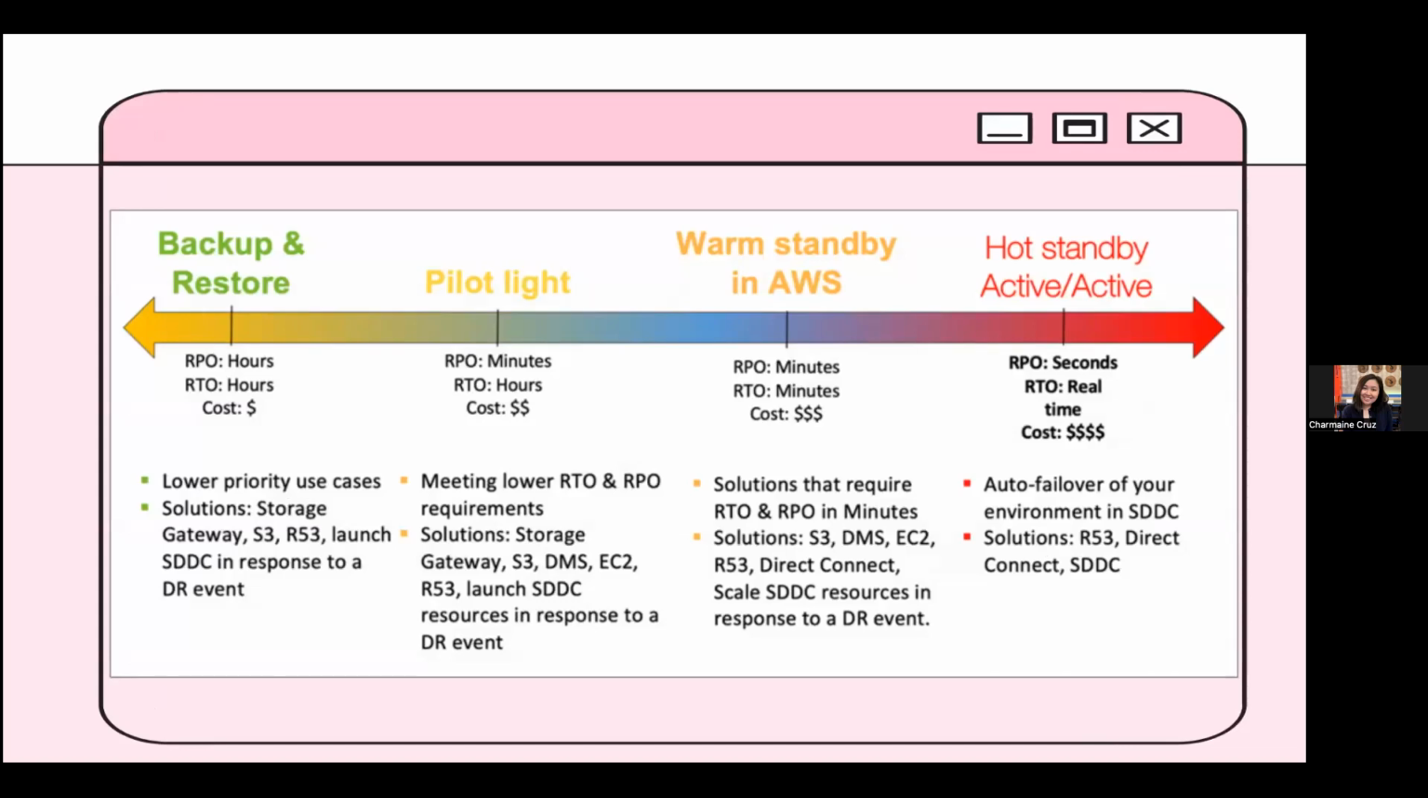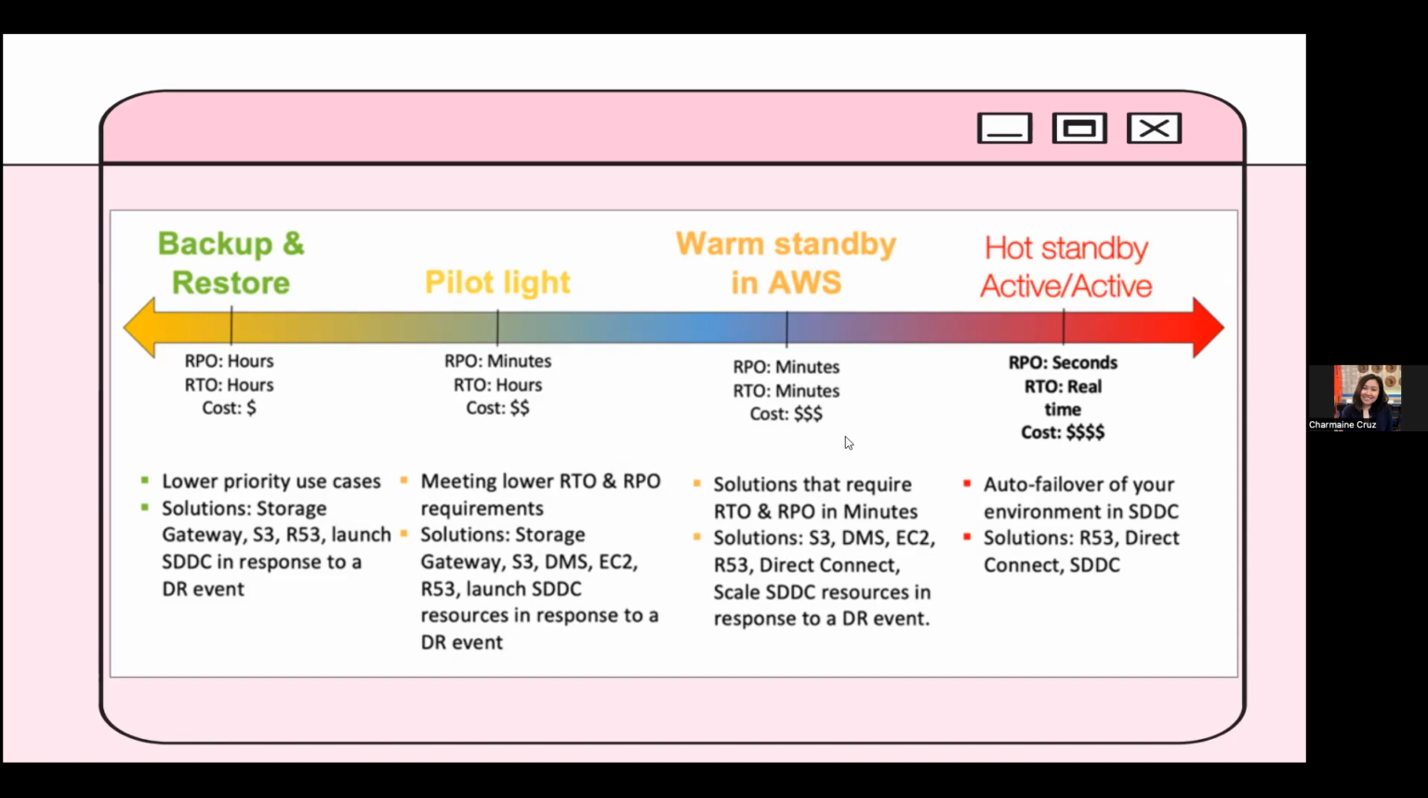So here are some of the services that we use for the solution for backup, pilot light, warm standby, and hot standby. So backup and restore, alam natin yung hours niya, pero ang function is for low priority use cases. Ang solution is to use Storage Gateway, S3, Route 53, launch ng SDDC in response to their event. Then for pilot light, ang ginagamit natin siya usually for meeting lower RTO and RPO requirements. And solution is Storage Gateway, S3, DMS, EC2, Route 53, launch SDDC.